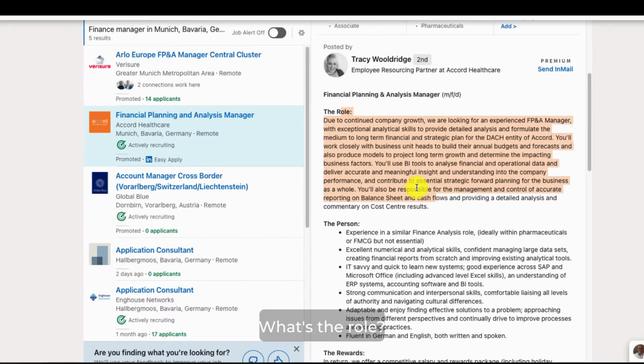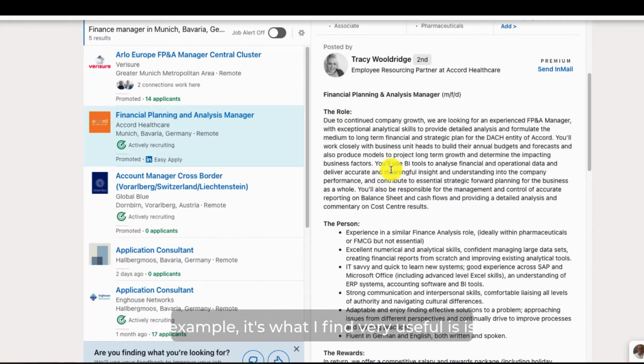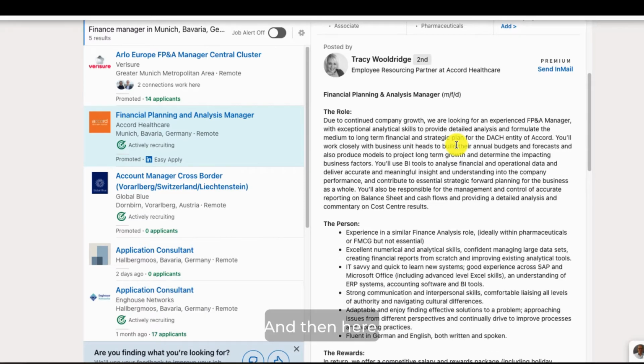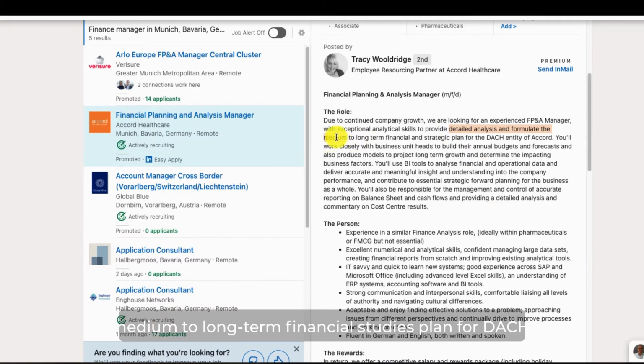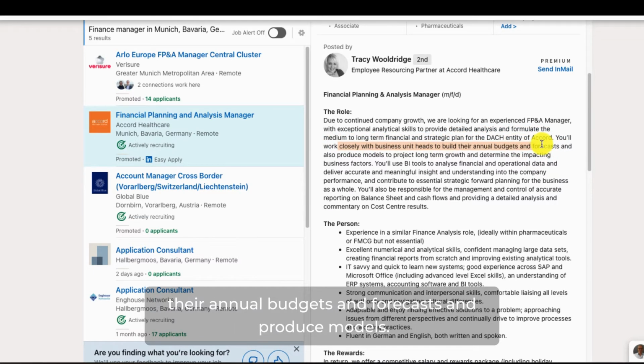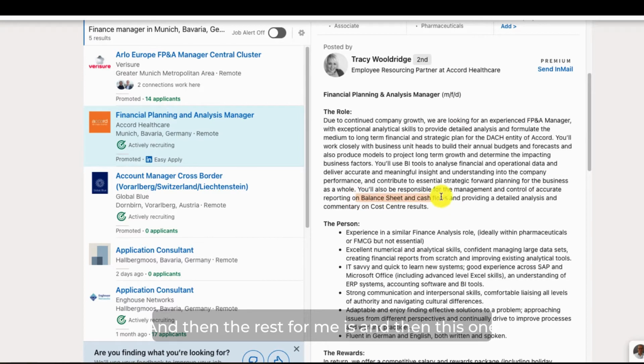The role. What's the role? In this particular example, what I find very useful is this: experienced FP&A manager can be an analyst who has experience and is making the next jump for sure. And then here, detailed analysis, formulate the medium to long-term financial strategic plan. That's of core essence here. And then the next sentence, you'll work closely with the business unit heads to build their annual budgets and forecasts and produce models. And then financial statements, of course. But the rest is really typical and given for a financial manager role.